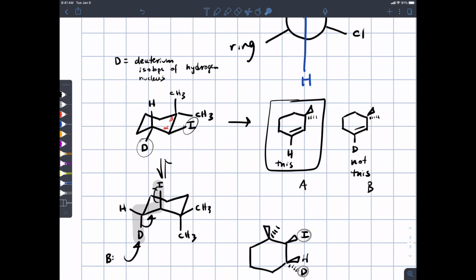Either chair has an axial methyl group. So I suppose the first chair would be the more stable one because the iodide, the only other non-hydrogen thing, is equatorial. But it's not more stable by a whole lot. And at equilibrium, you would have not a one-to-one mixture of the two, but something close to it. All right, what else?